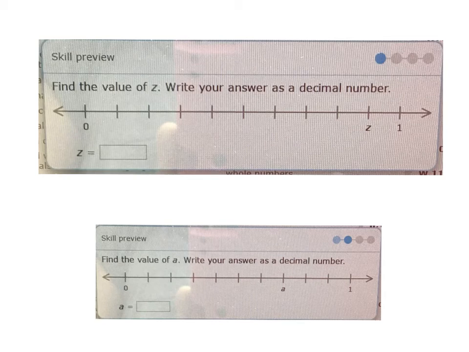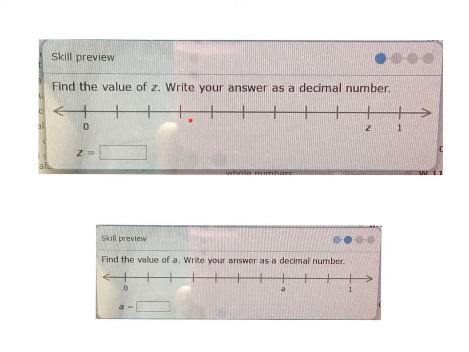In this video, we're going to look at using decimal number lines. In the first example, it says, find the value of z. Write your answer as a decimal number. So I noticed that on our number line, we have a 0 and a 1, and z is here towards the end. So I'm going to see how many different spaces they've made between 0 and 1.